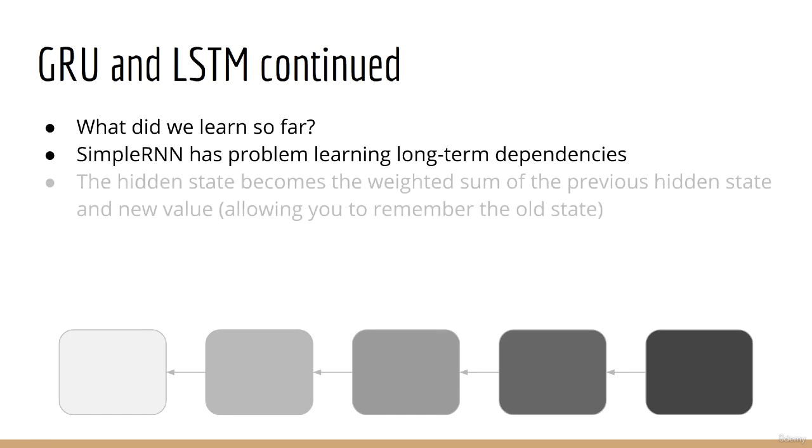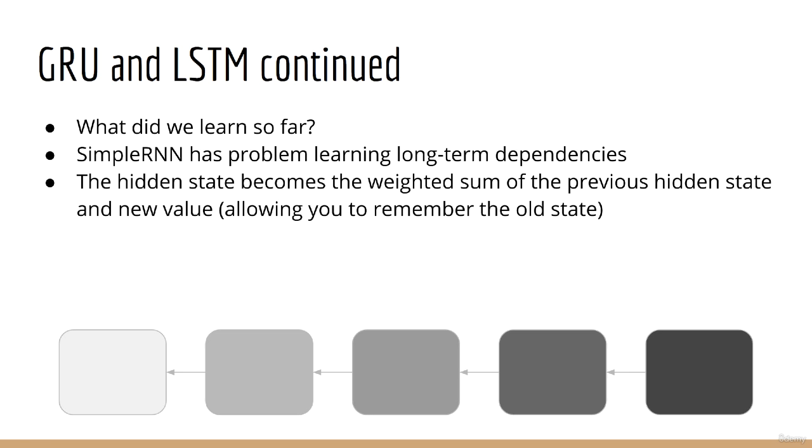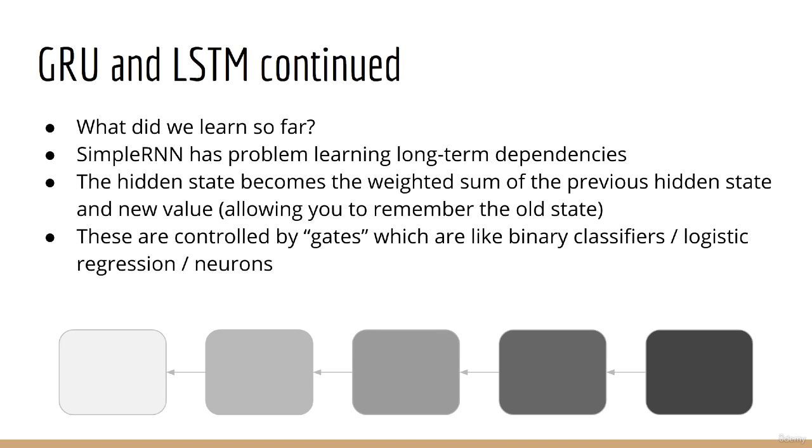The way we solve this is, we make the hidden state the weighted sum of the previous hidden state and the new value for the hidden state, which is essentially the same calculation as the simple RNN unit. In this way, the GRU always has the opportunity to remember the previous hidden state, allowing it to carry that state forward in time, reducing the chance of forgetting it later. Importantly, we recognize that these gates, which decide whether we should remember or forget, are just binary classifiers. They are little logistic regression neurons, something we are very comfortable with.